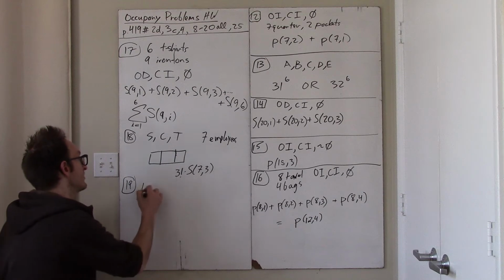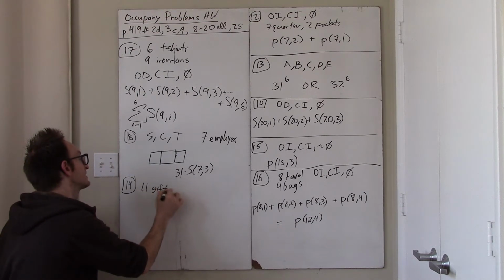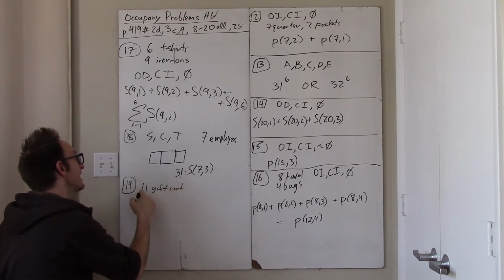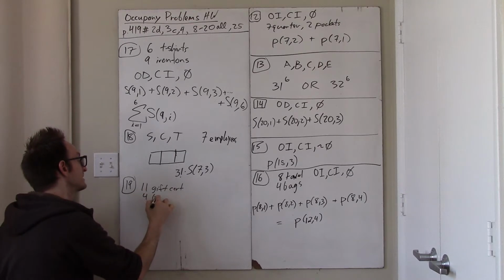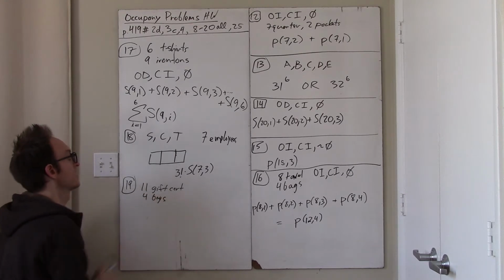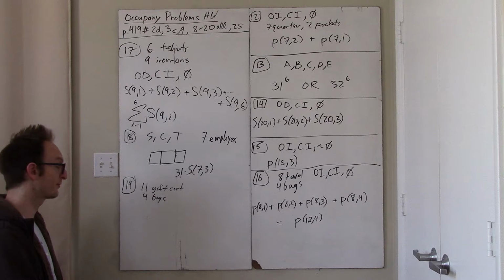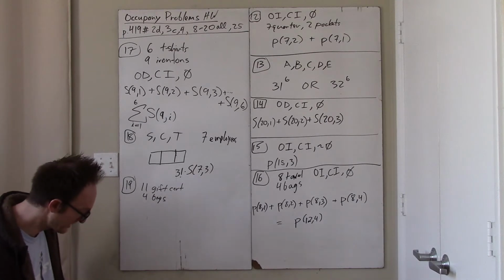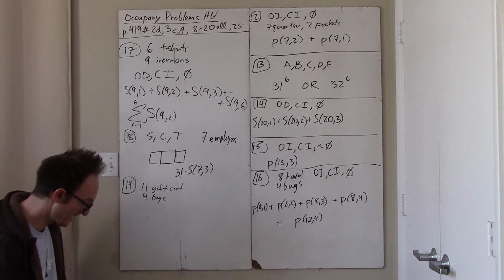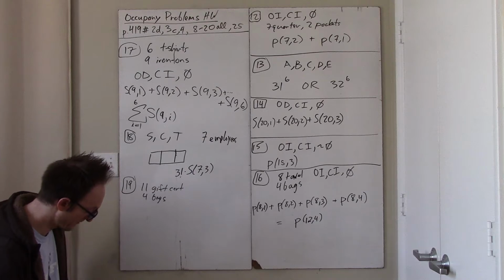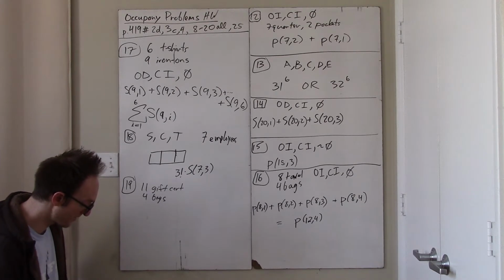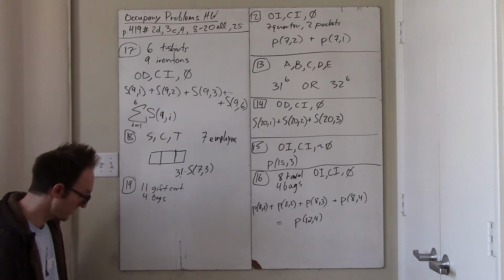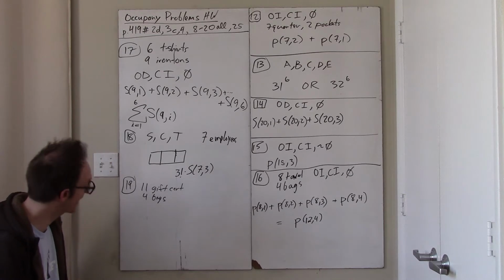So, what do we have? We have 11 gift certificates, and the gift certificates are all exactly the same. We have 4 bags, and the task is to place the gift certificates into the 4 bags. The bags are just sitting there on a table. The bags are not important. How many ways can we do this?